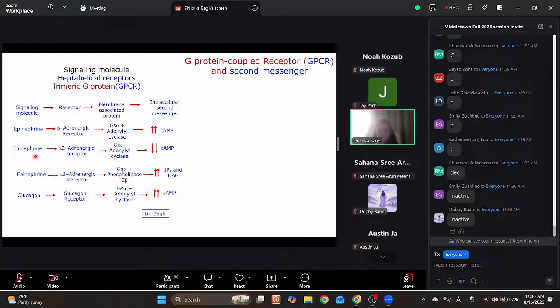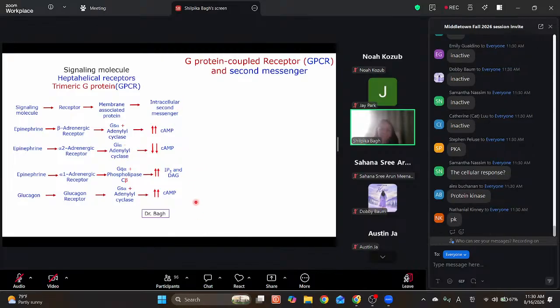So then you have to complete the whole thing. What is missing in this cascade? What is missing in this line diagram? Anyone? Is there anything missing? The protein kinases are missing. You add them. Very good summary slide, please.